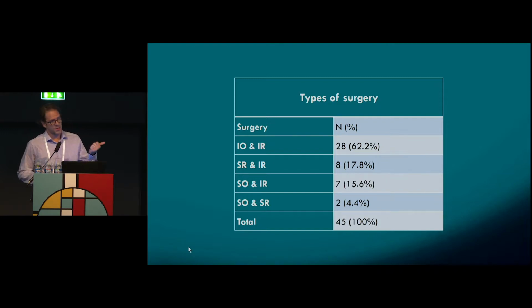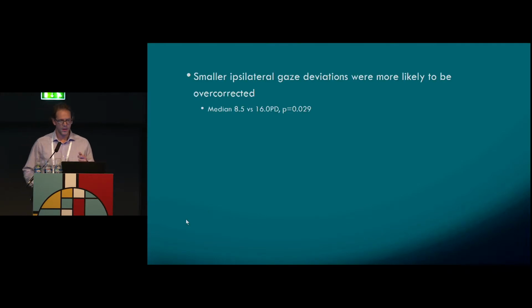Again, the most common being the inferior oblique weakening with the contralateral inferior rectus weakening. Some of the patients did have superior oblique surgery here. However, these were not Hirata-Ito surgeries. So what we found in this group is that smaller ipsilateral gaze deviations preoperatively were more likely to be associated with overcorrections, the medians of 8.5 versus 16.